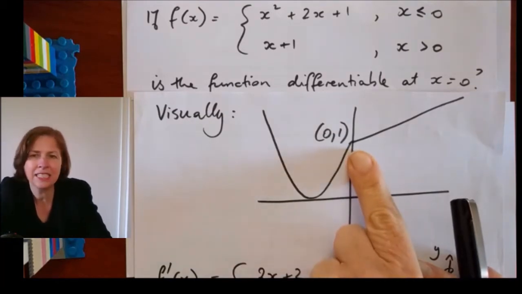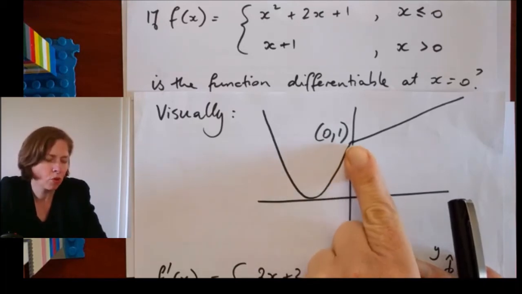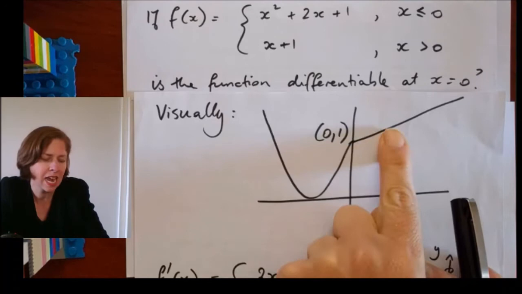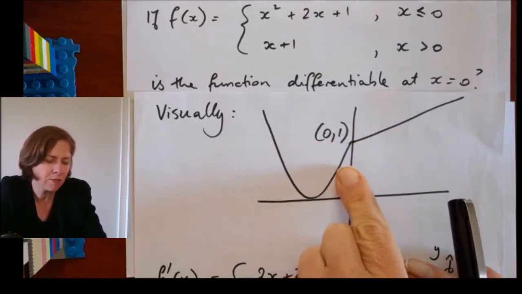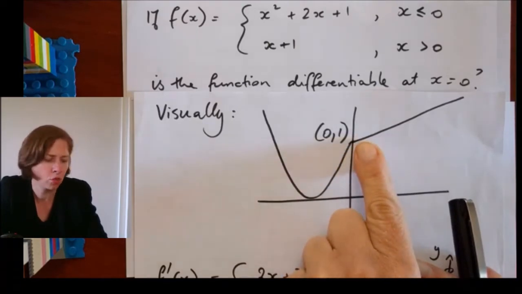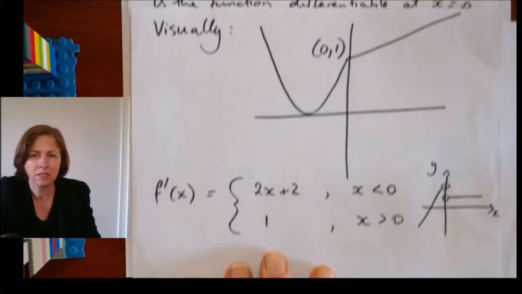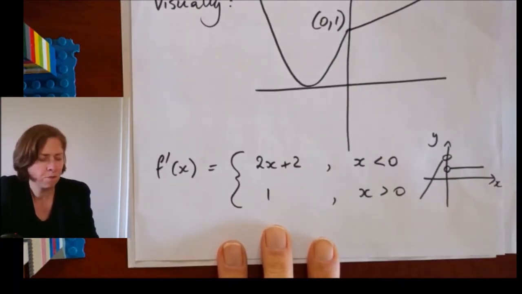I can clearly see a kind of sharp corner there, and a sharp corner indicates that the gradient as I approach from the left is not going to be the same as the gradient as I approach from the right. And I can see that the graph is very steep here as I approach, and it's less steep as I approach from the right. Now, just to really emphasize that, here is the derivative function.